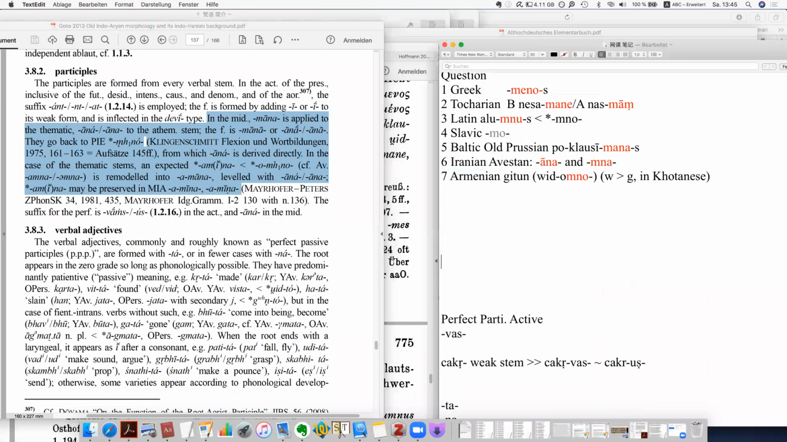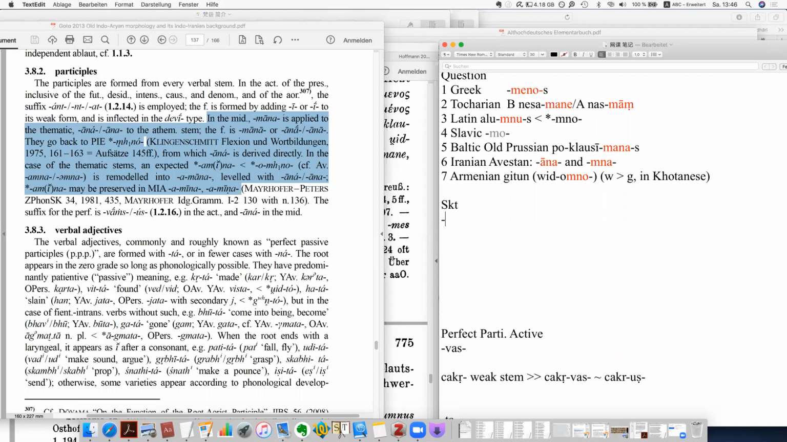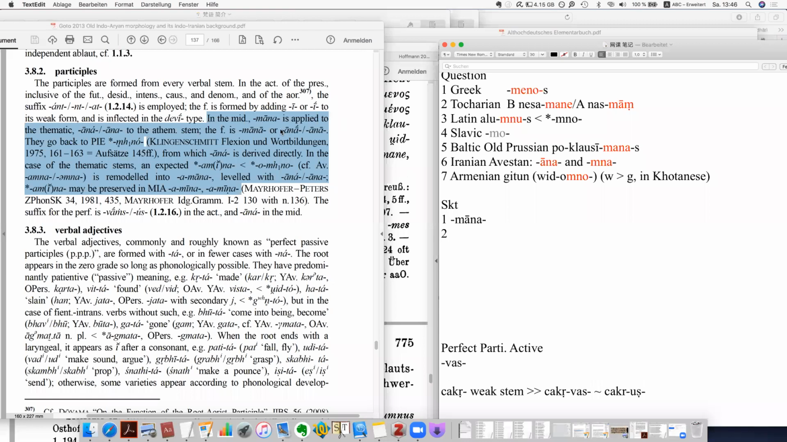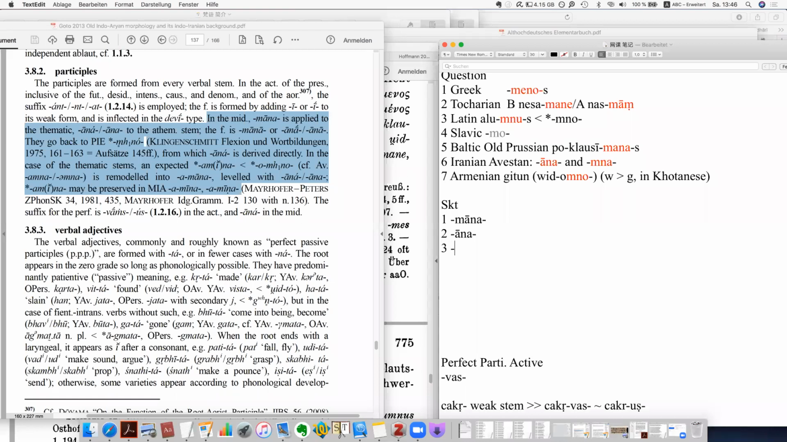So let's repeat the situation in Sanskrit. So in Sanskrit, we actually have different forms, right? The first one is called māna. You probably all know. We have already seen, right? And this māna has a variant, right, called ana, right? And for this ana, we also have a variant called ina, like in us, right? In asina, right?